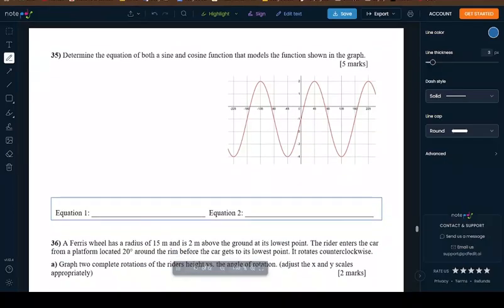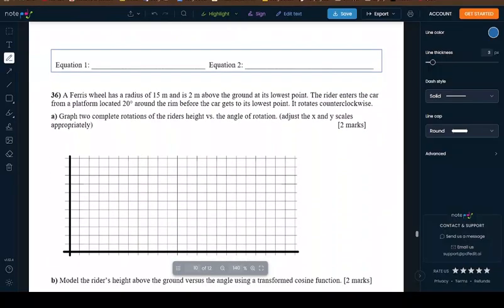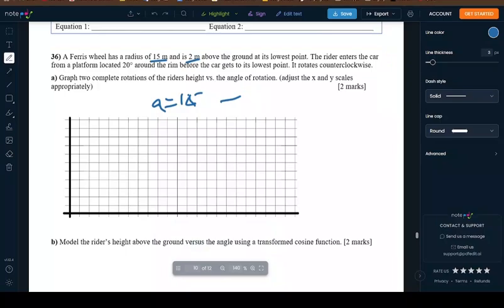Determine the equation of both a sine and cosine function. So you can do that. This is easy. A Ferris wheel has a radius of 15 meters, so our A value right away is 15. And it's 2 meters above the ground, so plus 2 is our axis. Oh, no, so sorry. Our lowest point is 2.